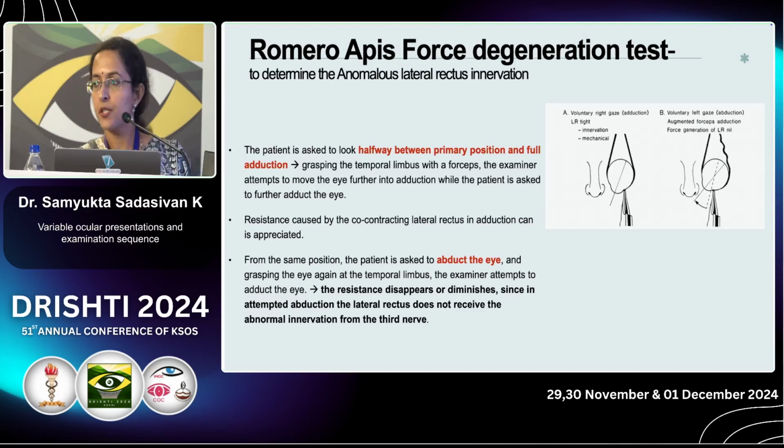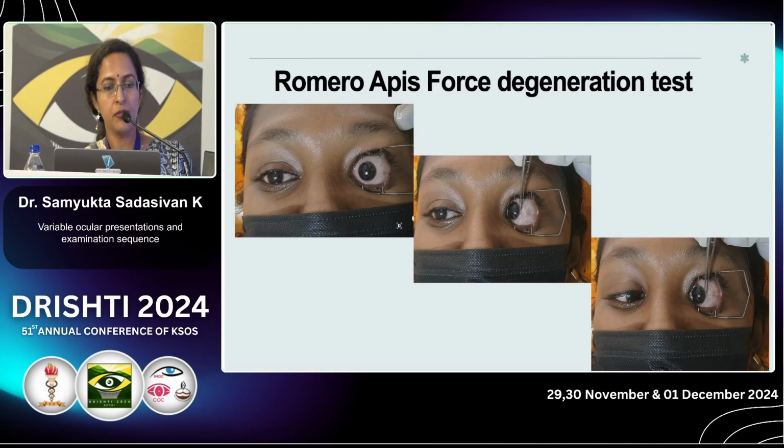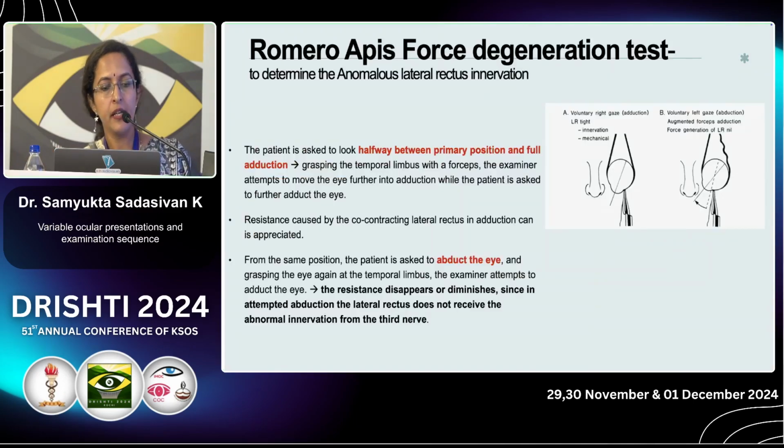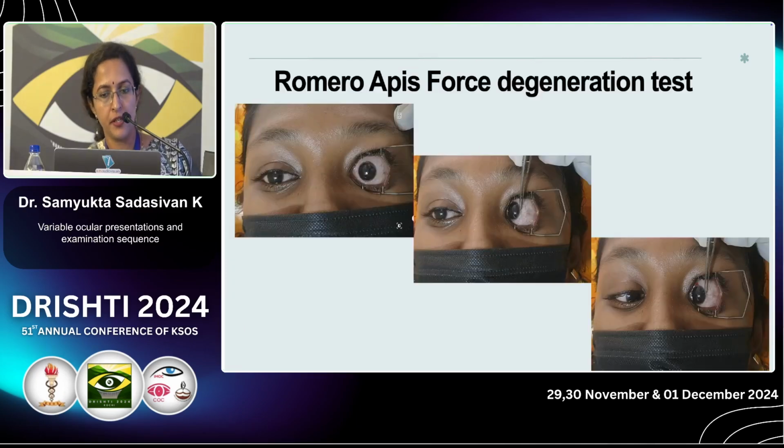Now from the same position, the patient is asked to abduct the eye. So this is how it goes. In the first image, you see that the patient is made to fixate between primary position and full adduction. Second step, the examiner is pushing the eye into adduction. And from that adducted position, now the patient is instructed to further abduct the eye. So what is happening here? Initially, there is a resistance in adduction felt because of the co-contracting lateral rectus muscle. In step 3, as the patient attempts the abduction, the previously present resistance now disappears because the LR innervation is nil now. So that is Romero-Apis force degeneration test.